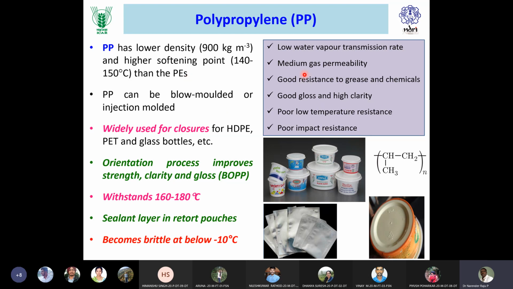So it has medium gas permeability. I'll give you the numerical values. It has good resistance to grease and chemicals, but it also has poor impact resistance. The applications, if you can see, they're also used in thermoformed containers, or especially as closures for a number of glass bottles or for PET bottles, polyethylene terephthalate bottles. So these are a couple of examples of its applications.